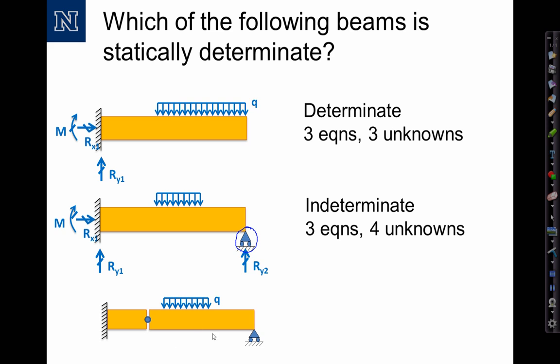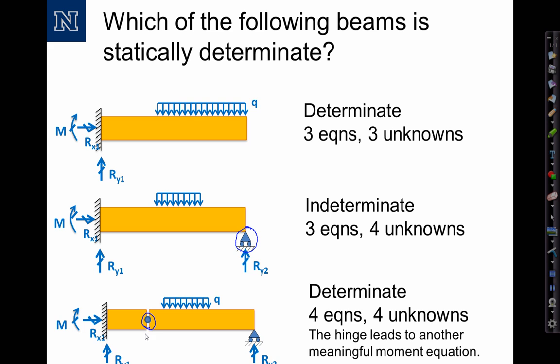However, if we add an internal hinge, such as shown right here, this allows free rotation at that point, and the moment is equal to 0. This basically gives us an extra piece of information to work with, and so in this case we have 4 unknowns but 4 meaningful equations, and this system is statically determinate.